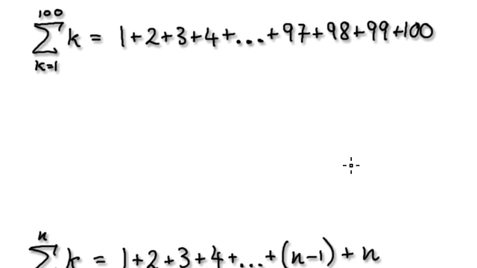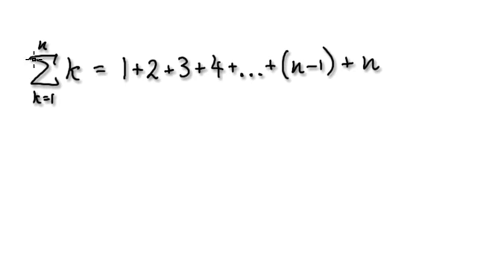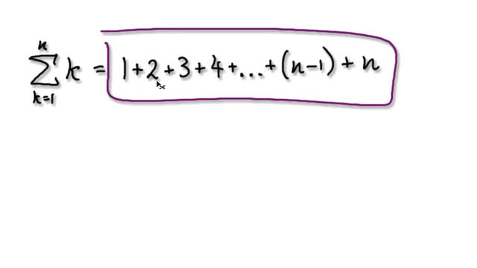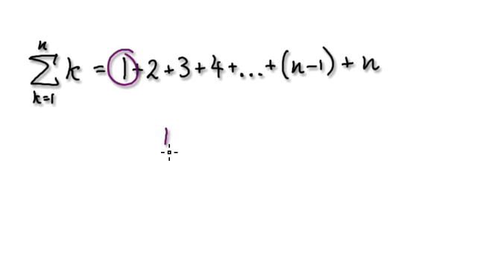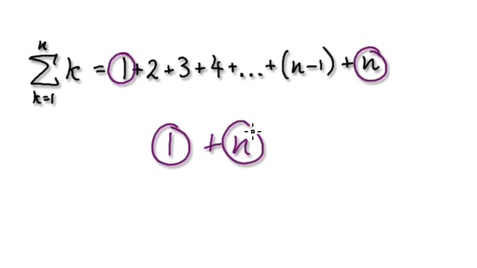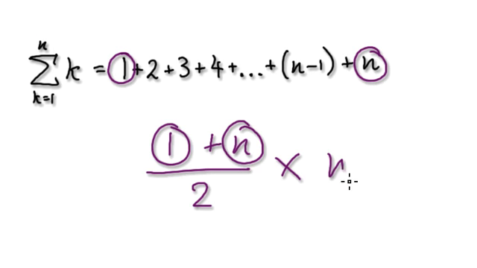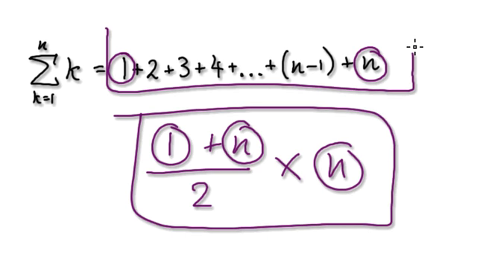So in this case, if you want to evaluate this up to whatever n, so you want to sum up everything here, get the first term, which will be 1, and then add it to the very last term, and then divide it by 2. That will give you your average, and don't forget you've got n terms, so times it by n. This would represent the sum of everything here.